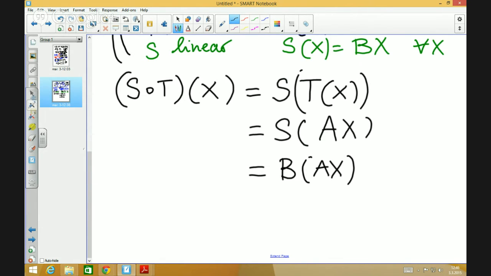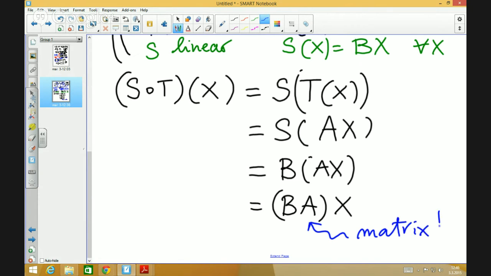But matrix multiplication is associative. This means that we can actually bracket it as we like. In particular, we can bracket it this way. But hey, what is this? It's a matrix. It's a multiplication of the matrix that induces S with the matrix that induces T. And what does this matrix do? It induces the composition of the two.